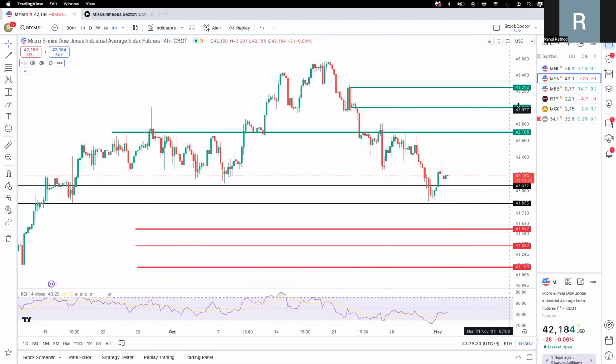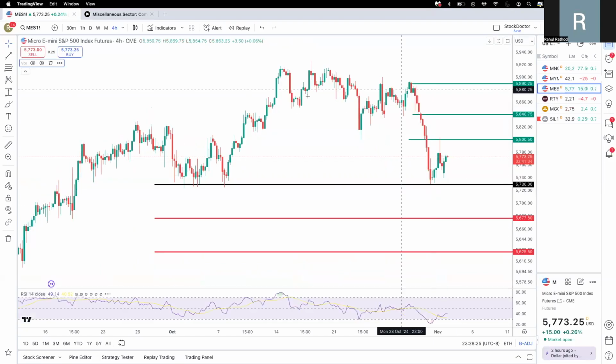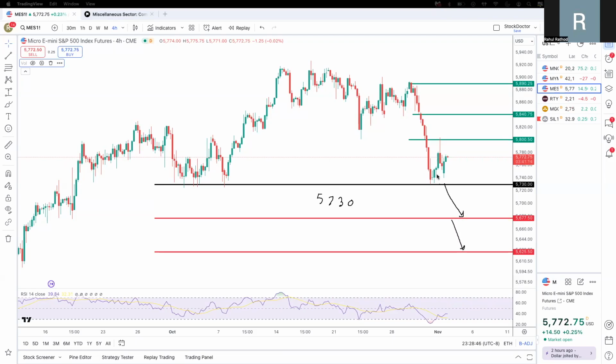Let's talk about the next index, S&P 500. The moment it starts trading below 5730 and sustains below it, then we will talk about the downside levels of 5675 and 5625. Now, if it holds this level of 5730, then the possibility of going back to 5800, 5840, and 5890 is there.